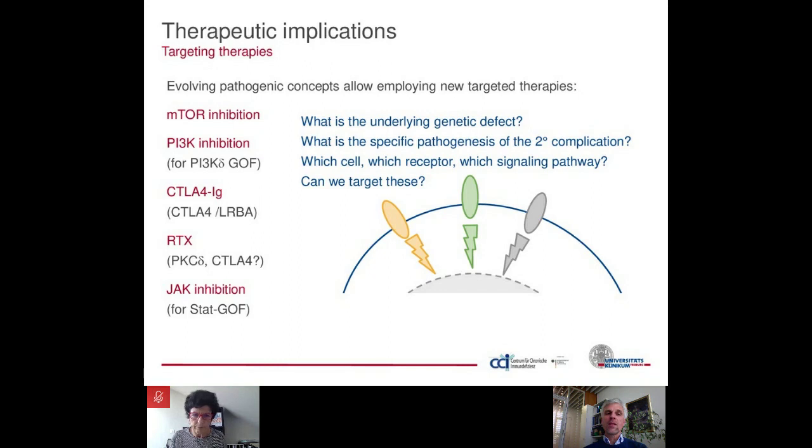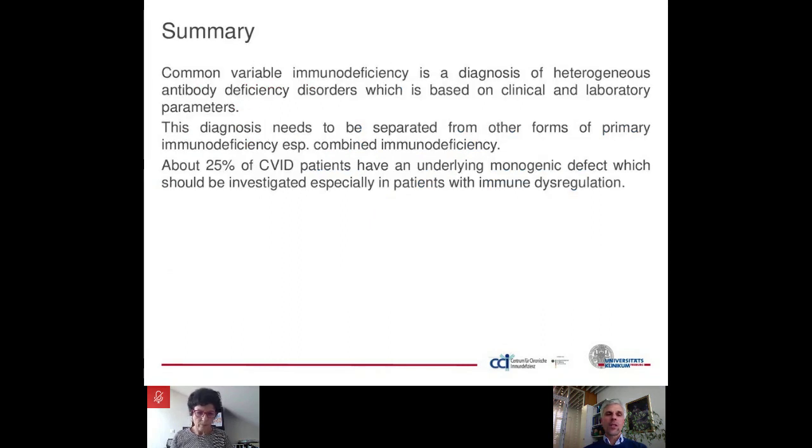So the question is, do we know what the underlying genetic defect in our patient is? What is the specific pathogenesis of the secondary complication we want to treat? Which cells are involved, which receptors, which signaling pathways, and can we target these? And you see some examples on the left side where we can use hints from the genetic testing for a specific inhibition of certain pathways in these patients.